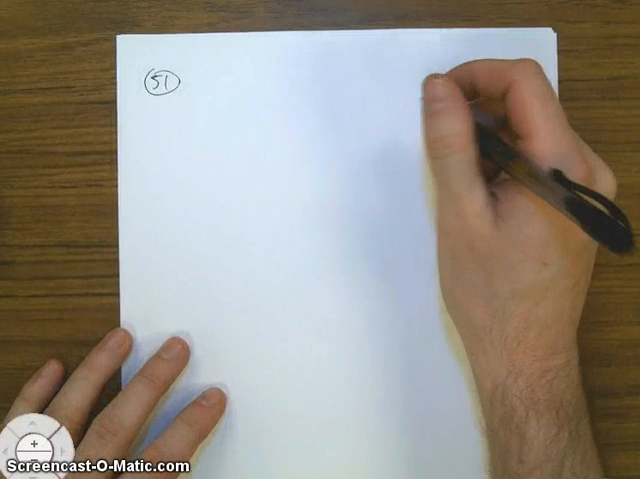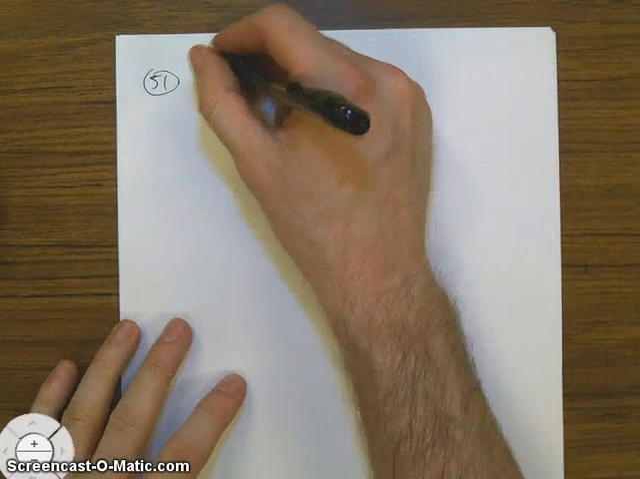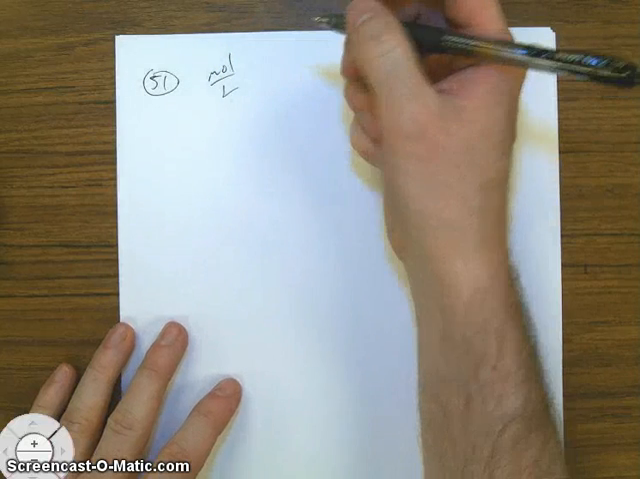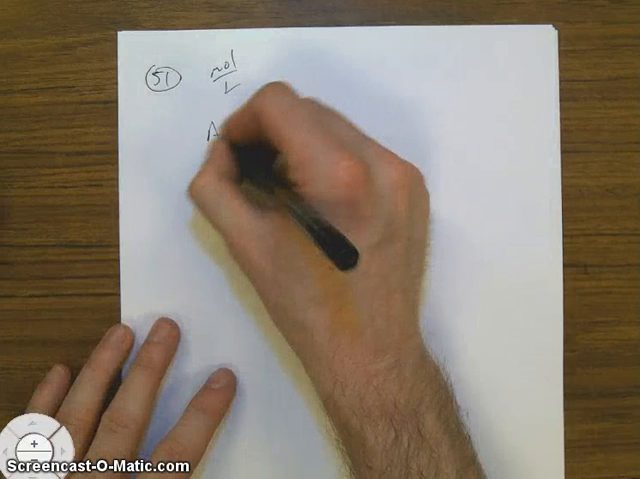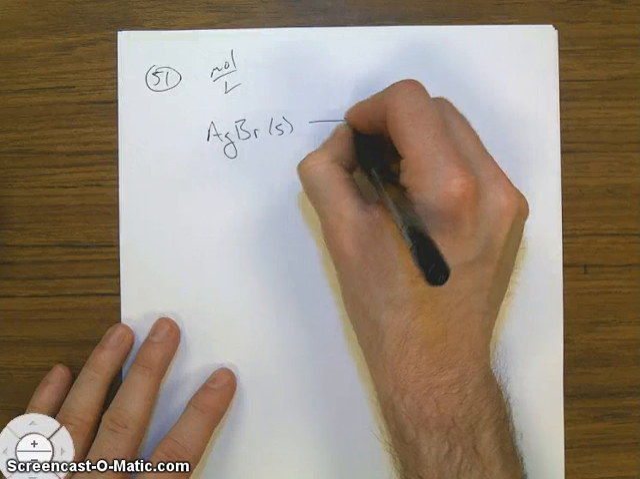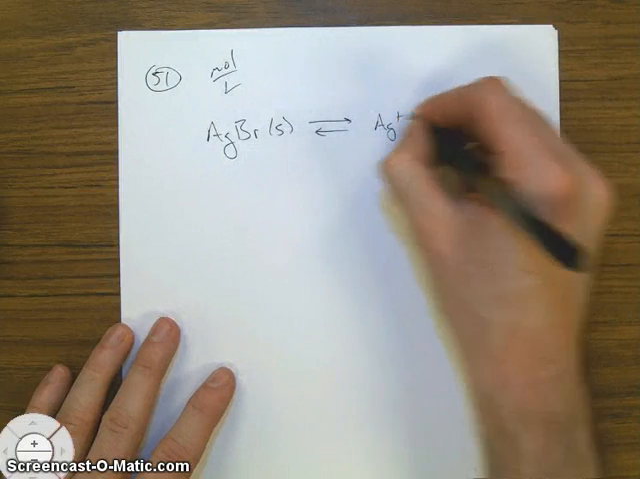In number 51, it's asking you to calculate the molar solubility. Let's remember that molar solubility is moles per liter. So really, you're just looking for the molarity of the solution that's formed when your salt is dissolving. The salt that they give you in the question is silver bromide. Silver bromide's a solid, and as it dissolves, it's in equilibrium with the solution, producing silver ions and bromide ions.